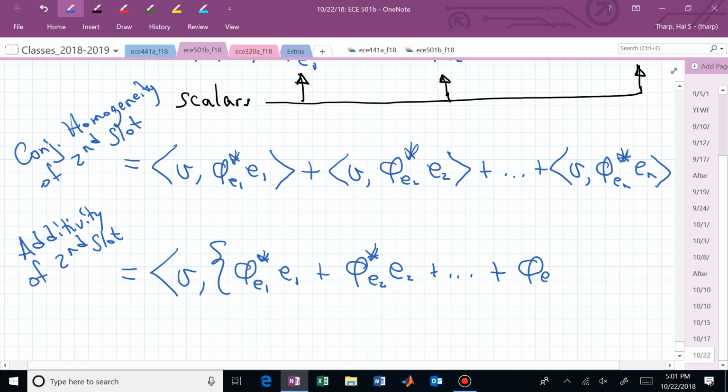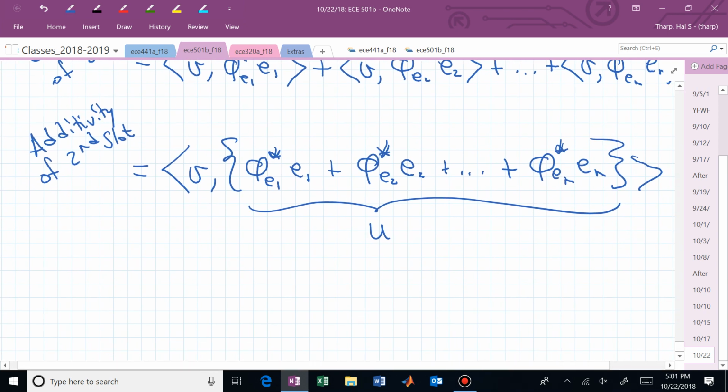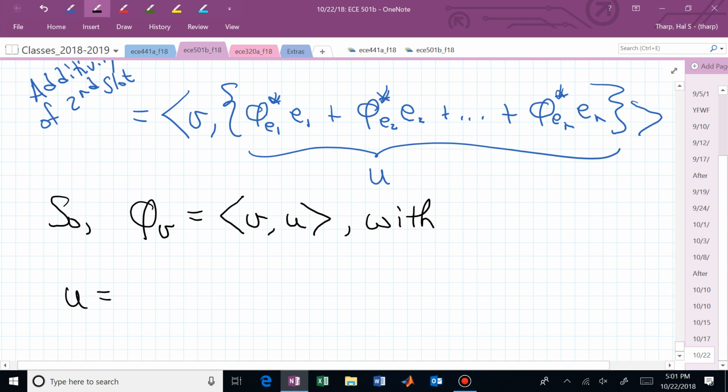This is the linear functional applied to each of those basis vectors and their conjugate, and they now form one vector, which in fact is the vector I was looking for. I said I could build you a U, and by construction there is my U. So this linear functional applied to V is equal to the inner product of V with U, as long as U is as defined.